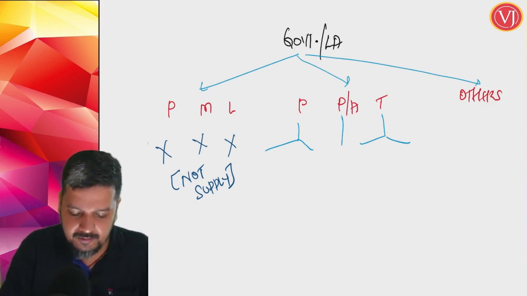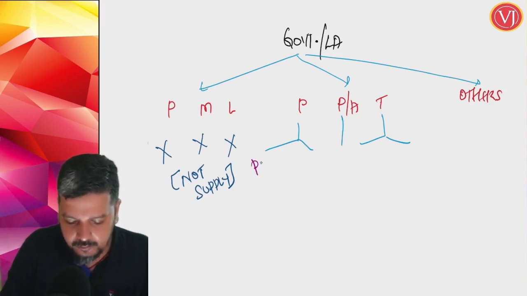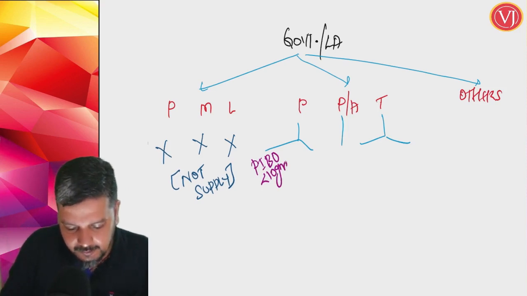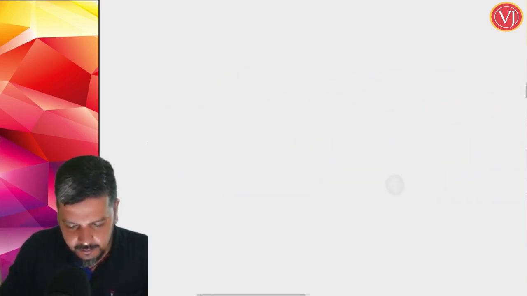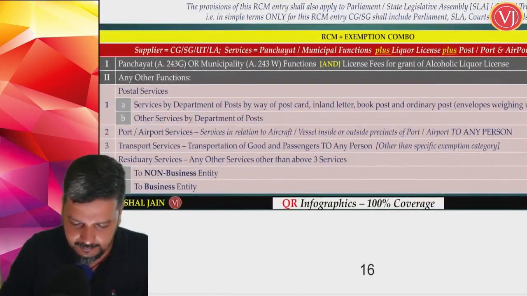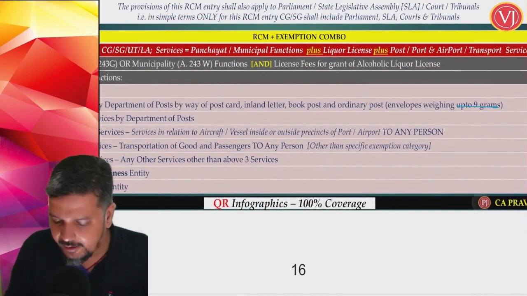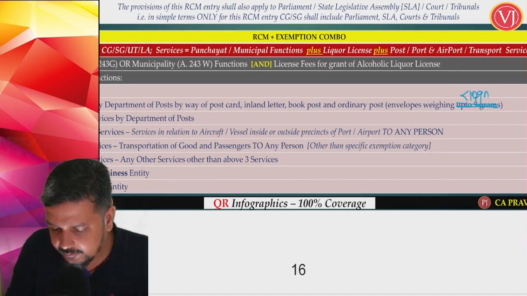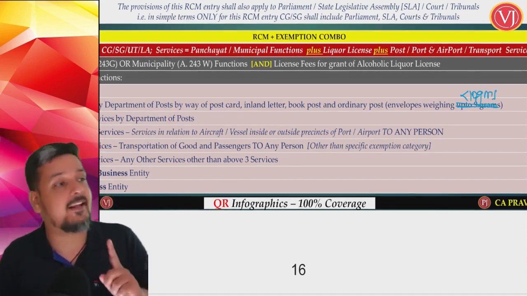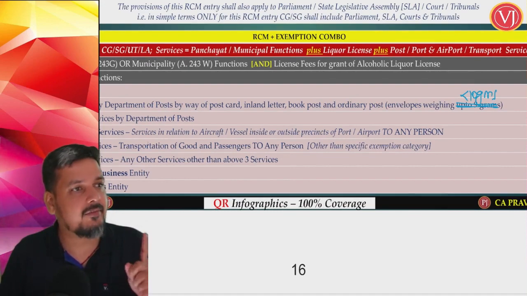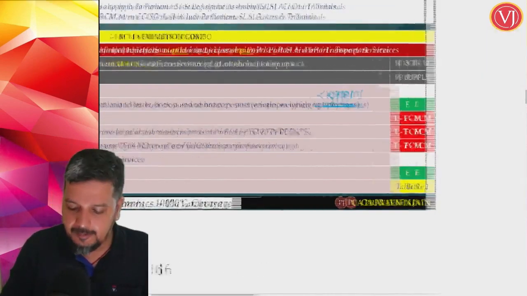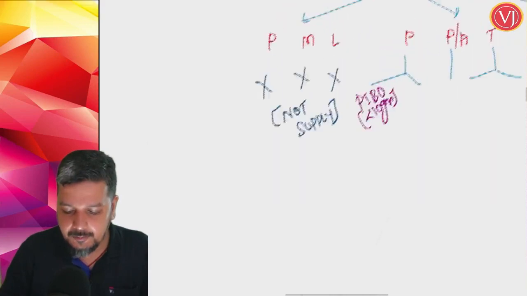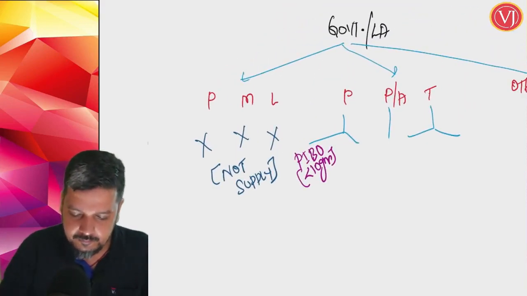When you talk about your postal services, post card, inland letter, book post, ordinary post, where it is less than 10 grams, here better make a change. Writing up to 9 grams is the wrong way, right? Less than 10 grams, because less than 10 grams can be 9.9 grams. It is not 10 grams. So up to 10 grams. I'm not writing less than or equal to 10 grams, up to 10 grams. Others.